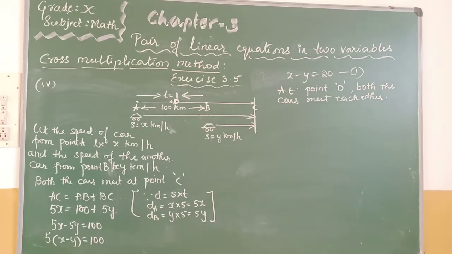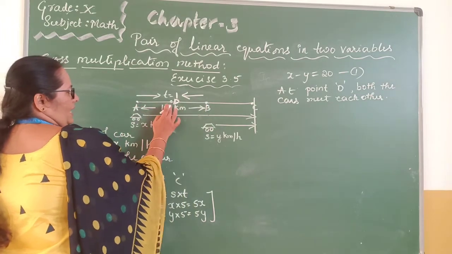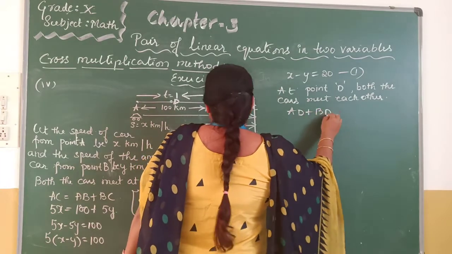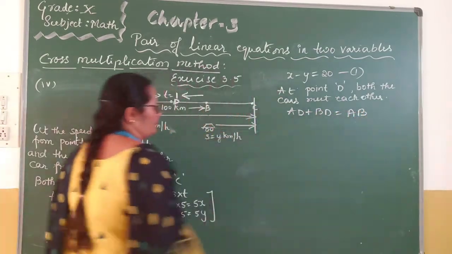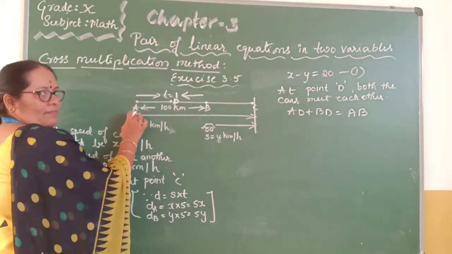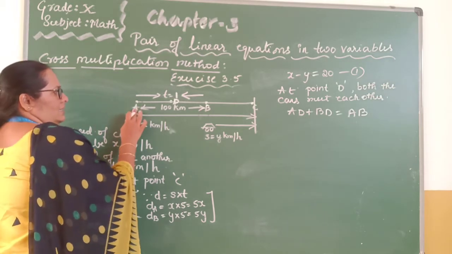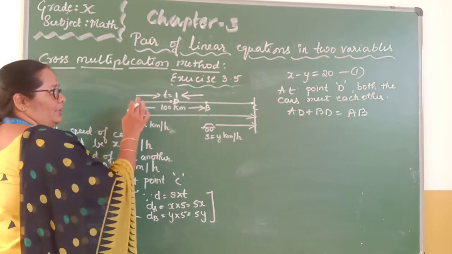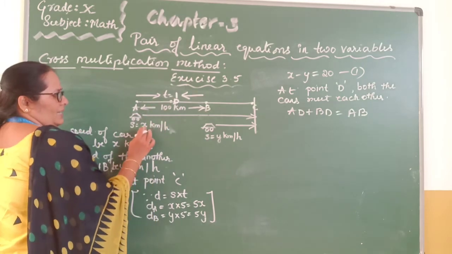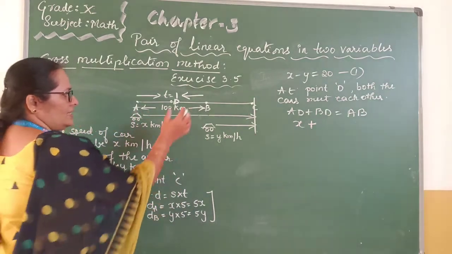So the equation is AB equals AD plus BD. So AD plus BD equals AB. What is AD? AD is the distance travelled by the car from point A. Distance is equal to speed into time. The time taken is 1 hour, speed is x. So x. Then what is BD?